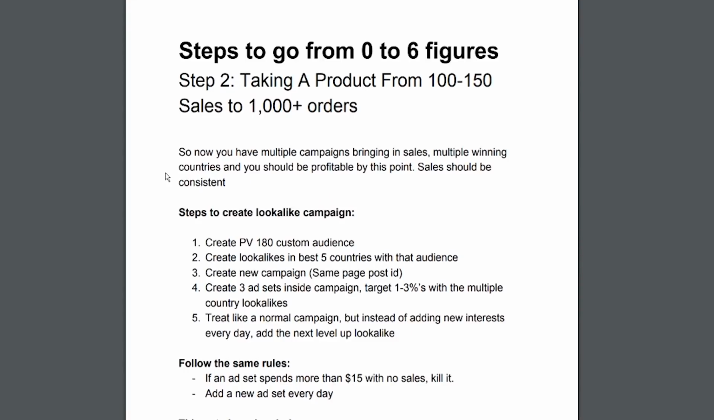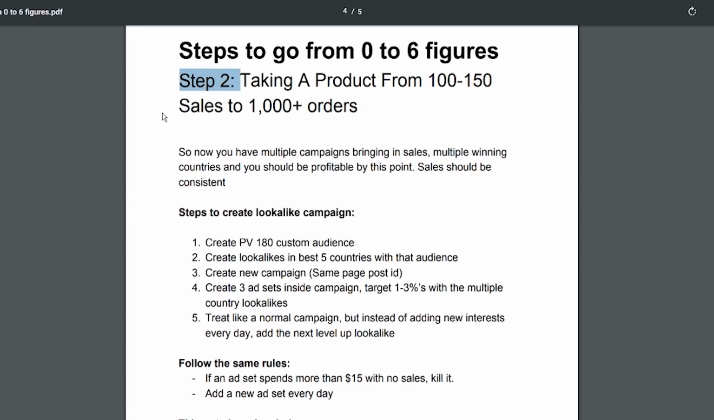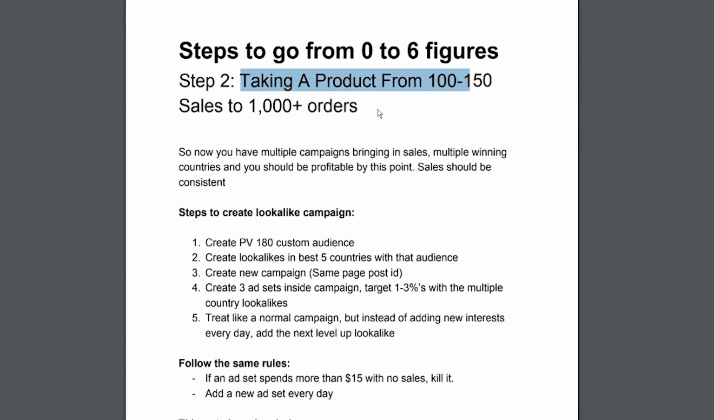So let's just get right into this. Steps to go from 0 to 6 figures. Step 3, I know there's a typo right here. I said step 2, whatever. Taking a product from 100 to 150 sales, 200 sales, 300 sales, to over 1,000 orders. Usually when you start seeing multi 5 figures, and then you start going into the 6-figure realm once you hit like 2,000, 3,000 orders. Depends on the value of your product, but you guys know what I'm trying to say. Basically just bringing this thing to its limit.